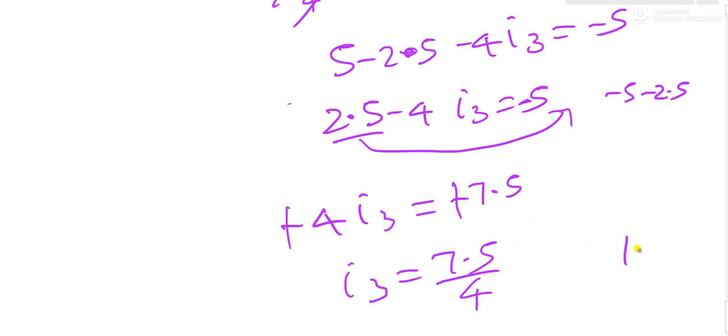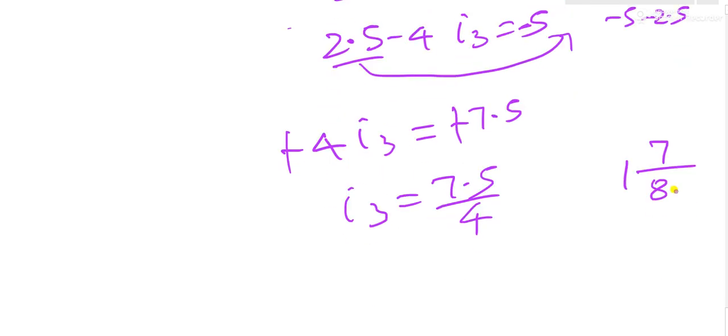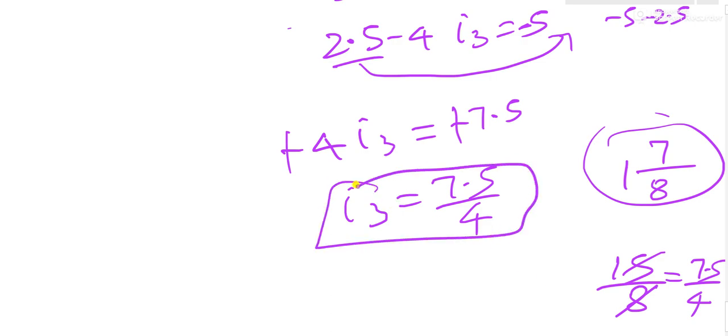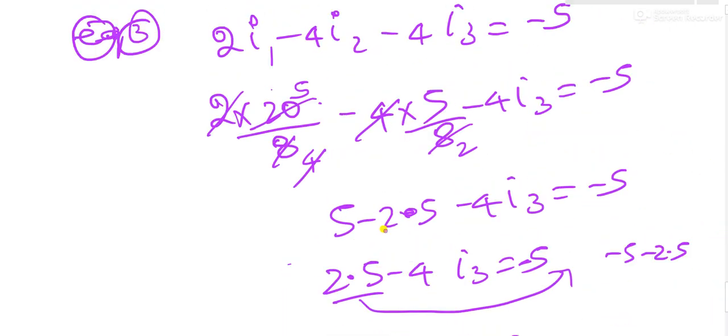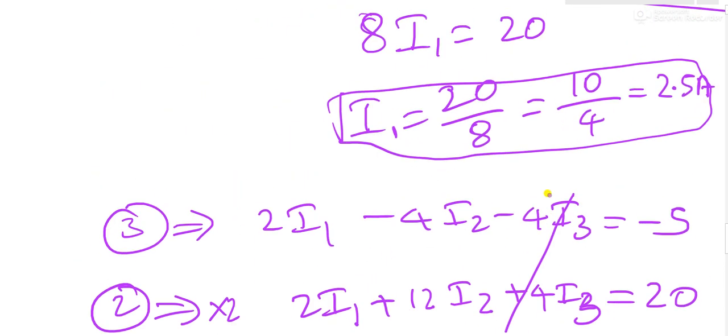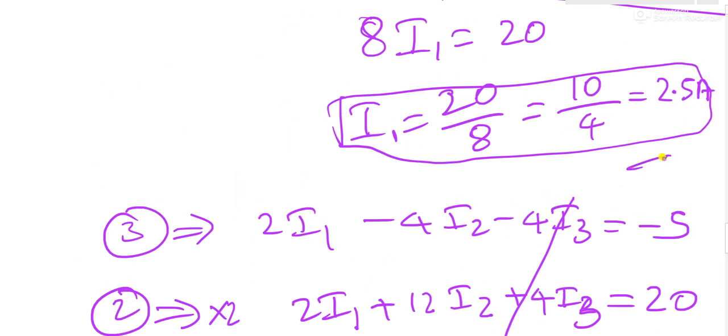In the book it is given in a different form, but both are the same answer. When you do this solution, you get 15 divided by 8, which, cancelling with 2, is 7.5 divided by 4. So right now I3 is 7.5 divided by 4, I2 is 5 divided by 8, and I1 is equal to 2.5 ampere.